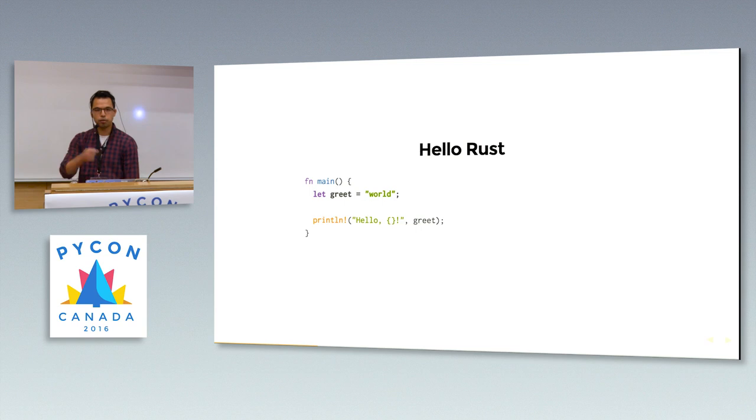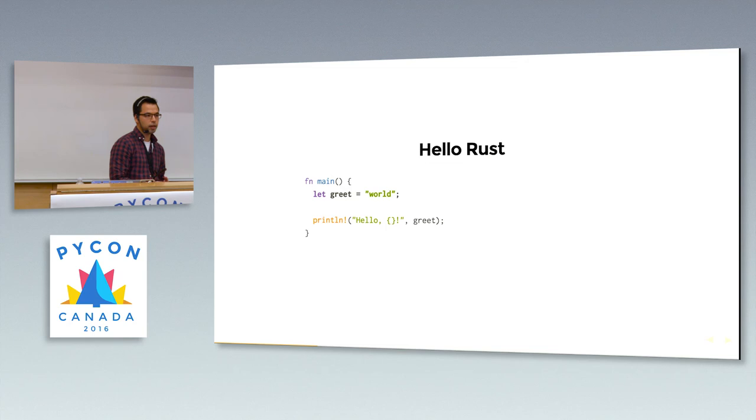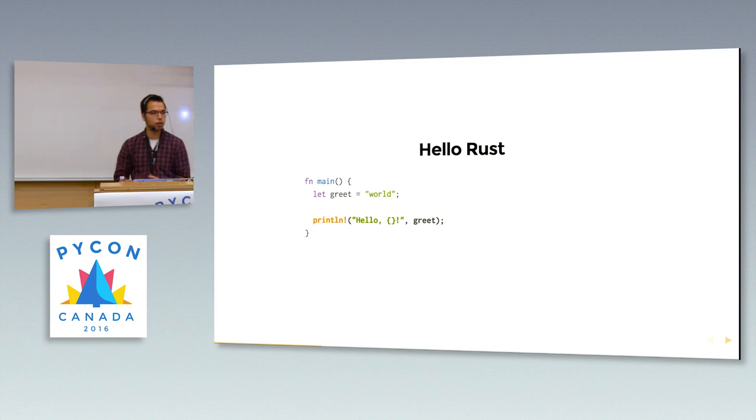And the second thing you'll notice is that I'm not actually specifying any types here. The Rust compiler has type inference, meaning that it can guess the types for your variables based on how they're used. So on the next line, we're printing hello with a format string. This is very similar to Python's format strings. And this exclamation point that you see is actually what's called a macro.